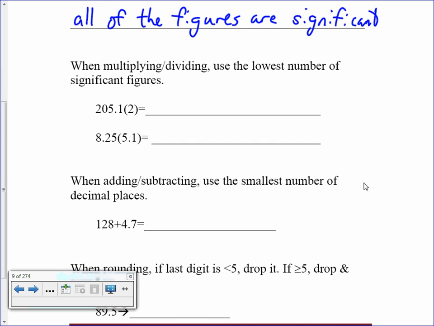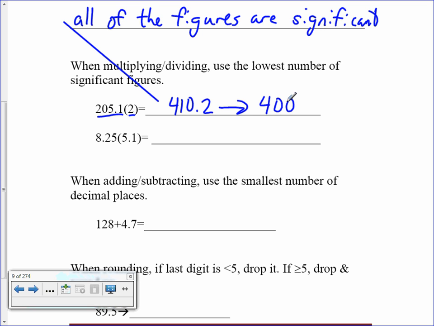Now, there are some rules regarding significant figures when you're doing mathematical operations. When you multiply or divide digits, you use the lowest number of significant figures. So for example here, if I am to multiply this, if you do this in your calculator, you get 410.2. But when I'm multiplying or dividing, I use the lowest number of significant figures. So here, I have 4 significant figures, but here I just have 1 significant figure. So when you actually record the answer for this operation, you're just going to record 1 significant figure.